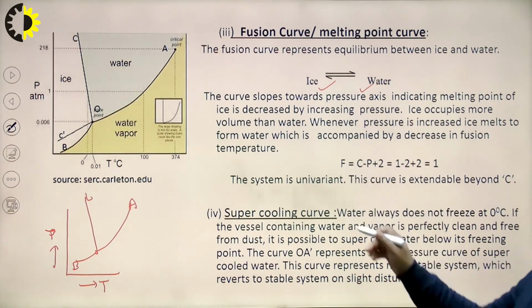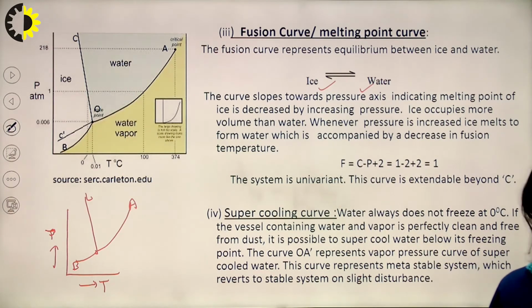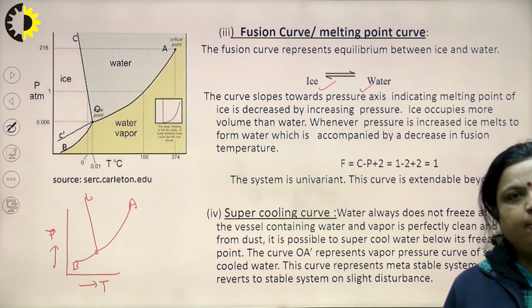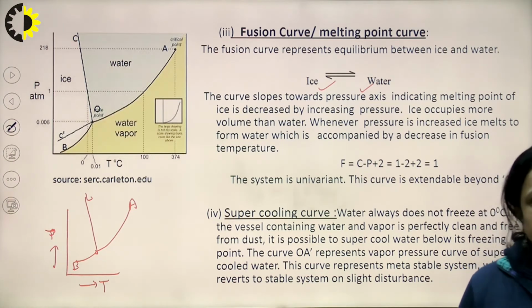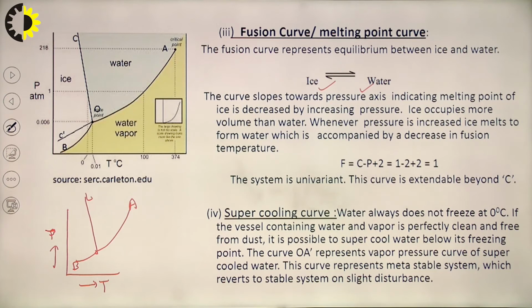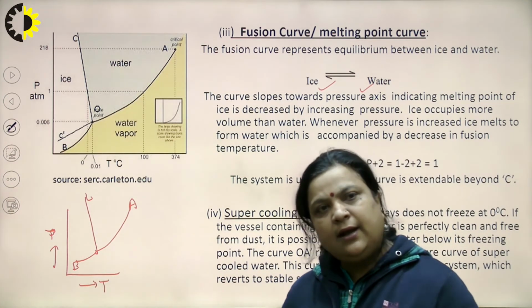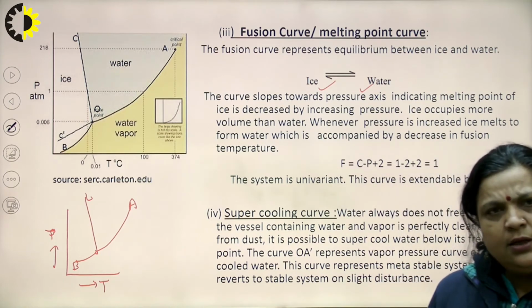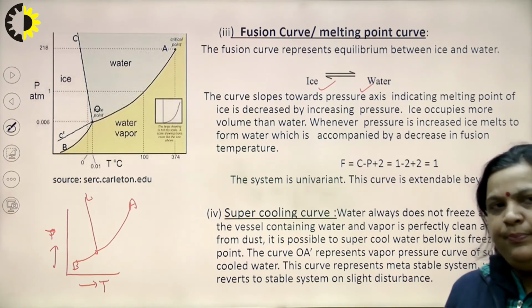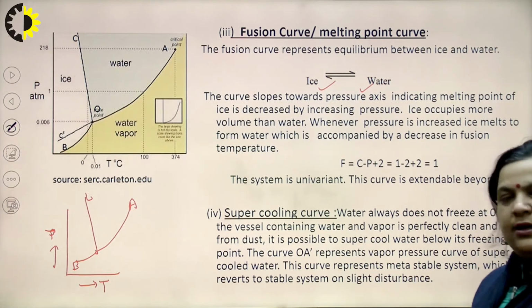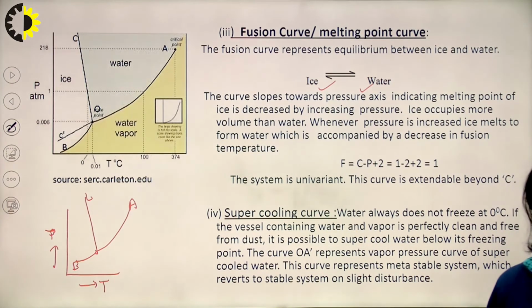And when we find F for any curve, we know that F is 1, so it is again a univariant system, and this curve is again extendable beyond C. So, the three curves are clear. First is the vapor pressure curve, second is the sublimation curve, and third is the melting or fusion curve. There is another curve, which is a metastable curve, and this curve is also called the supercooling curve.